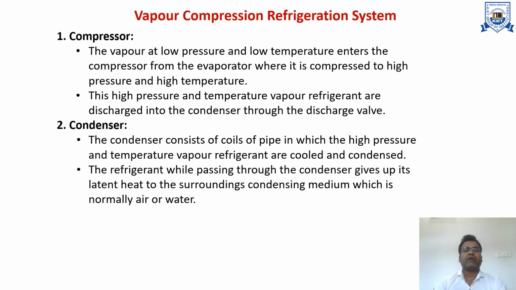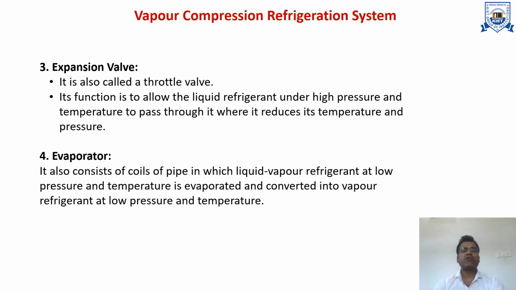For the vapor compression refrigeration system, there are four components. First, the vapor at low pressure and low temperature enters the compressor from the evaporator, where it is compressed to high pressure and high temperature. This high pressure and temperature vapor refrigerant is discharged into the condenser through the discharge valve. The condenser consists of coils of pipe in which the high pressure and temperature vapor refrigerant is cooled and condensed. The refrigerant, while passing through the condenser, gives up its latent heat to the surrounding condensing medium, which is normally air or water.